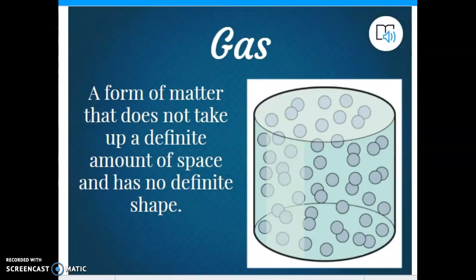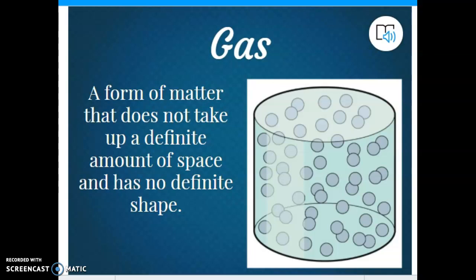Gases is the third form that we're going to look at, the third state of matter for water. It's still water molecules. If we were to look at them under a microscope, we would be able to see that the water molecules look exactly the same in gas form as they do in liquid and solid form, except they're way further apart. They're moving around with a lot more energy. They do not take up a definite amount of space, and they do not have a definite shape.